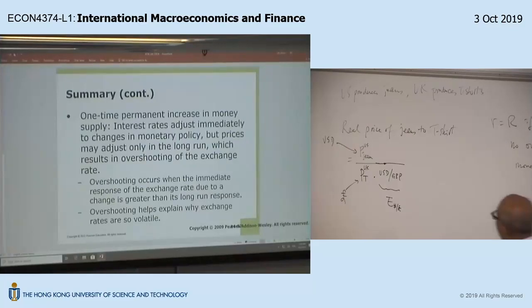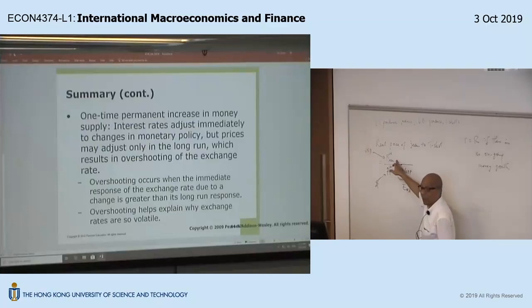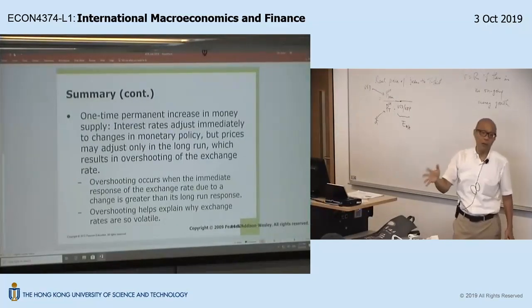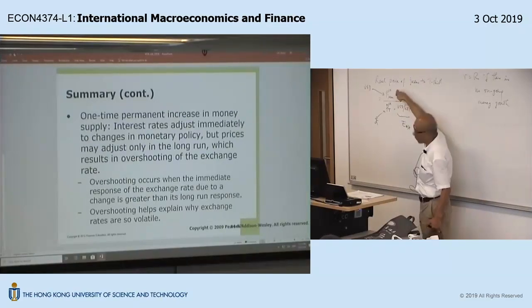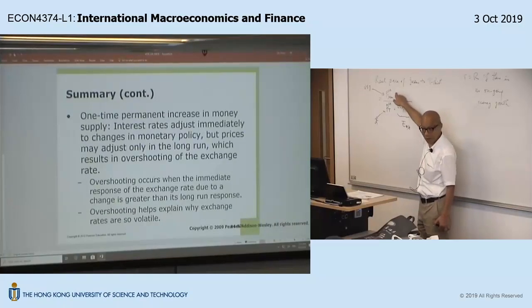So what it means is, a good example is suppose a U.S. monetary shock, a permanent monetary shock. In the long run, you increase, let's say, a one-time permanent increase in U.S. money supply by 10%. Then, in the long run, this price is going to rise by 10%, right? You all agree, right?